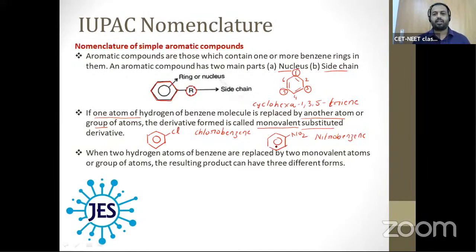One of you asked the full form of IUPAC. Probably in your last class I told that to you. It is International Union for Pure and Applied Chemistry.